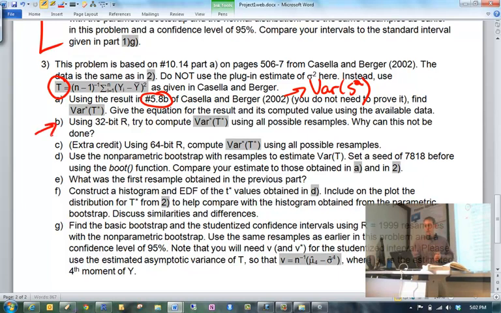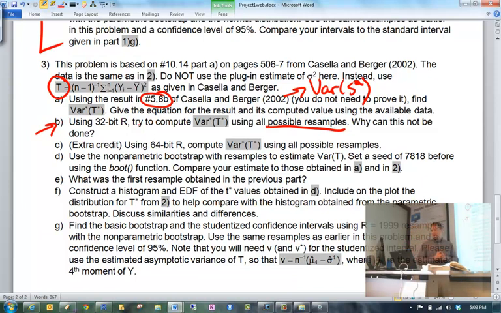Now, also in number 1, we looked at how you could, if you had the actual probability distribution, find var star T star using Stat 882 methods. Well, that involves getting all possible resamples. Guess what? You can't do that here with 32-bit R. Tell me why. Try it, and you'll see something that pops up. Don't need to say why.